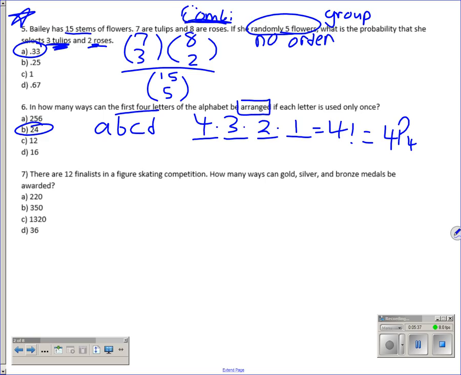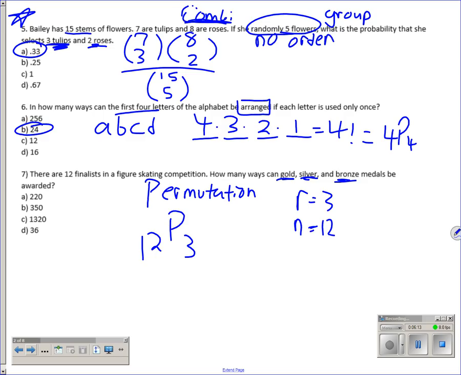Number 7 says there are 12 finalists in the figure skating competition. How many ways can gold, silver, and bronze medals be awarded? All right, again, we're talking about arranging these 3 different places. Anytime you're assigning any type of place, like some type of office or some type of medal, that's a permutation. Of the 12 finalists, I'm trying to arrange 3 of them. It's 12P3, where r is equal to 3, n is equal to 12. When I type it in, I'm getting 1320 different ways that can be done.